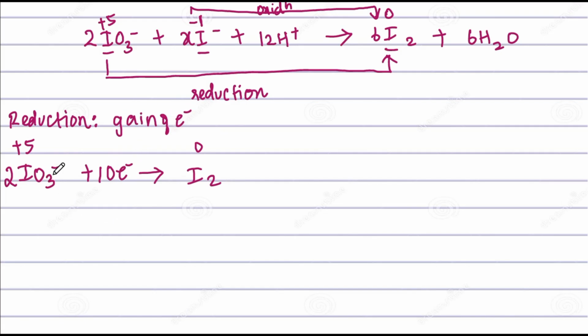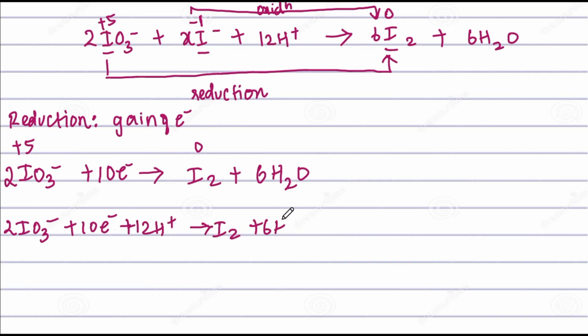Now you have to balance the oxygen atoms. 2 into 3, 6 oxygen atoms are there in the reactant side because you are having the coefficient 2. So in the product, you have to write 6H2O. Then how many hydrogen atoms are there? 6 into 2, 12 hydrogen atoms are there in the product side. So in the reactant side, you have to write 12H⁺ gives I2 plus 6H2O. So this is the reduction half reaction.